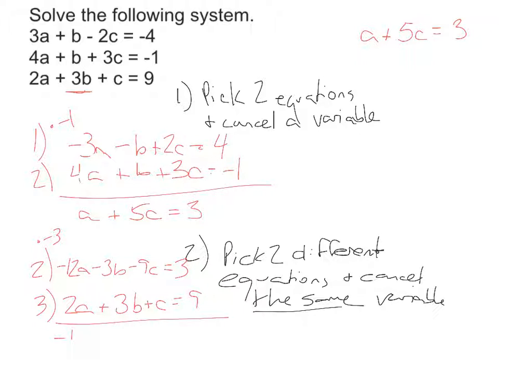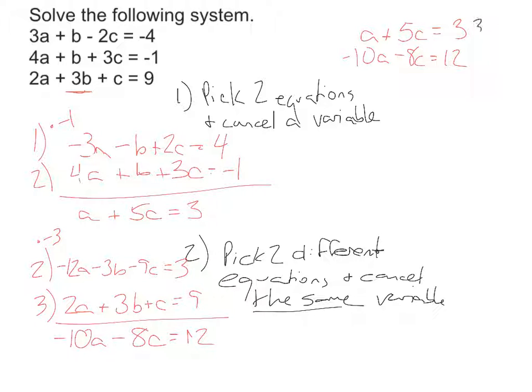-12a plus 2a is -10a. The 3b's have canceled. Minus 8c equals 12. And I'll copy that one up here as well. -10a minus 8c equals 12. Okay, and now we have a system of equations with just two variables, an a and a c. So we are able to solve this as normal.